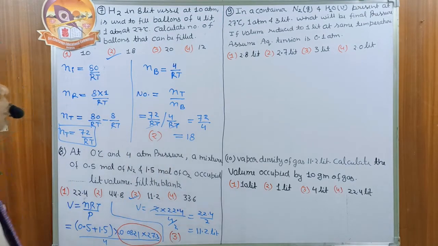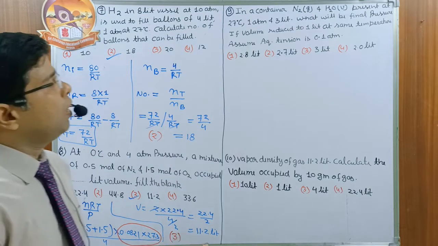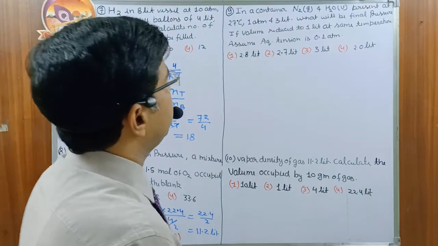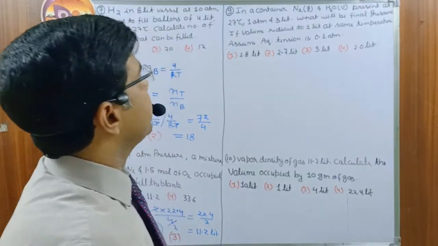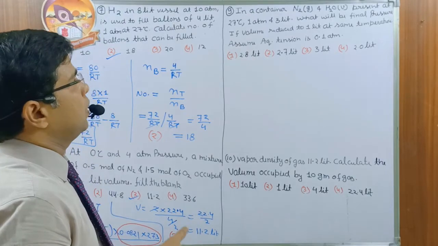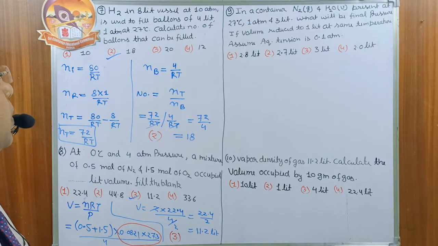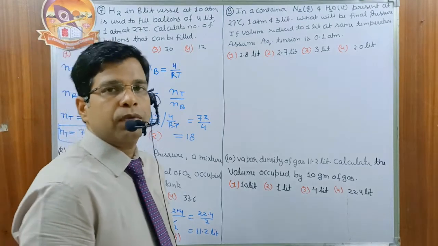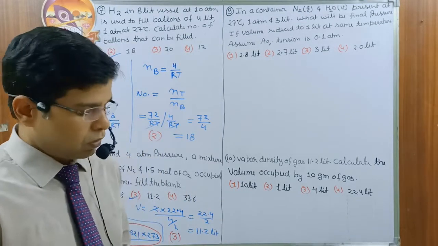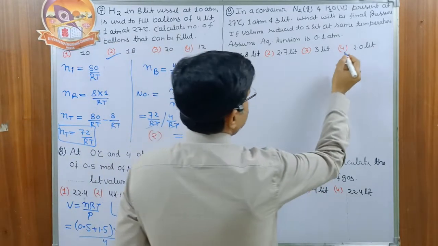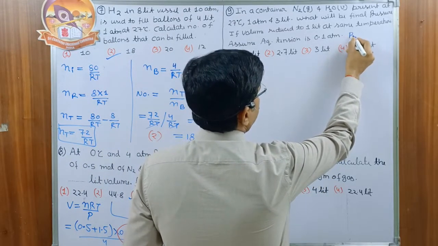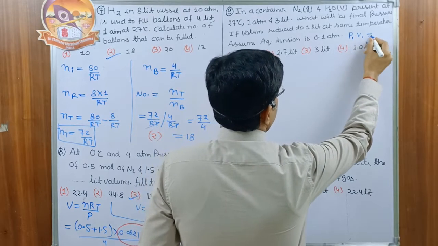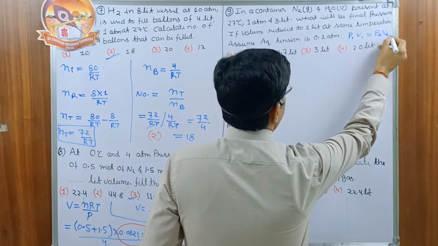Now come to the question number 9. In a container, N2 gas and water vapors are present at 27 degrees centigrade, at 1 atmosphere and 3 liter. What will be the final pressure if volume is reduced to 1 liter at the same temperature? Temperature is given the same, so it has to be a question of Boyle's law. And for Boyle's law, we know the formula: P1 V1 is equal to P2 V2.